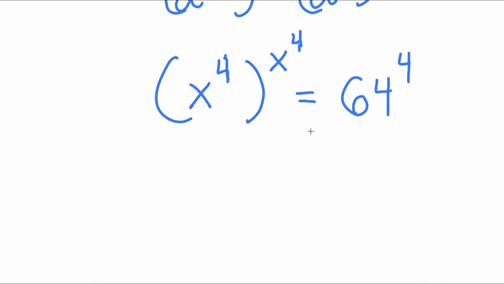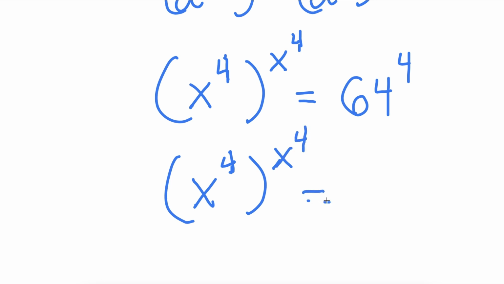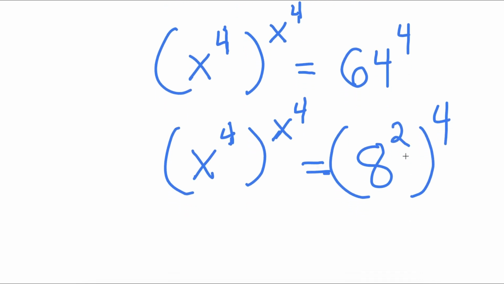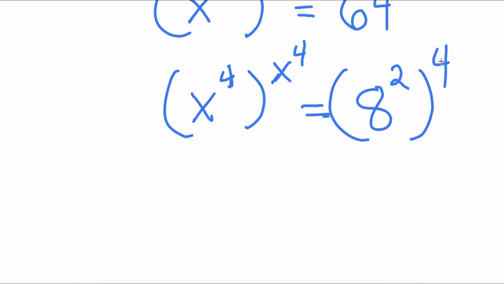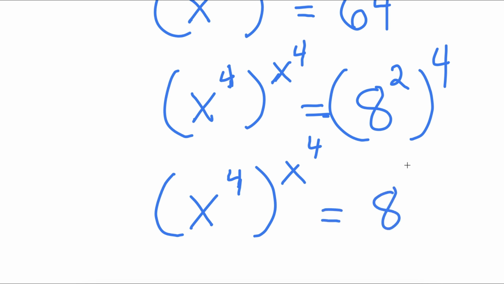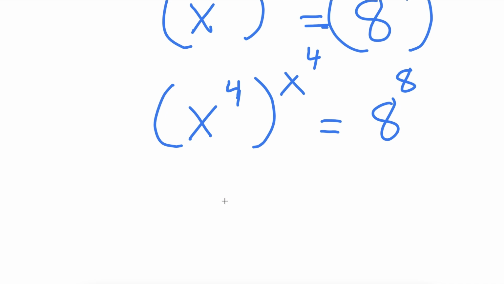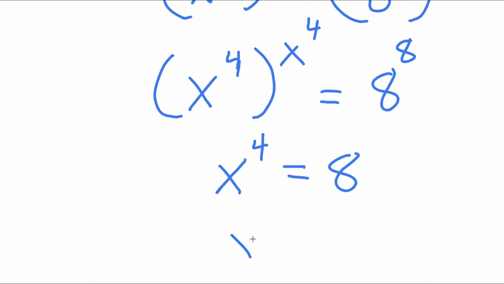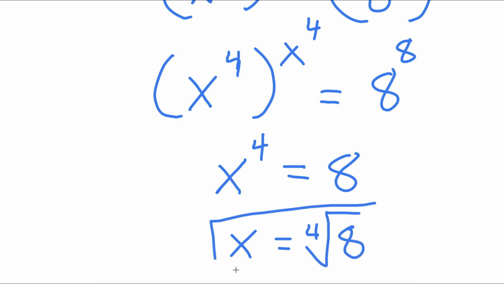And now 64 here, I can rewrite as 8 squared. So now I have x to the power of 4 to the power of x to the power of 4 is equal to 8 squared to the power of 4. And 8 squared to the power of 4, that's the same thing as 8 to the power of 2 times 4, which is 8 to the power of 8. So I have x to the power of 4 to the power of x to the power of 4 is equal to 8 to the power of 8. And this means that x to the power of 4 is equal to 8, and x is equal to the 4th root of 8. So this is my answer.